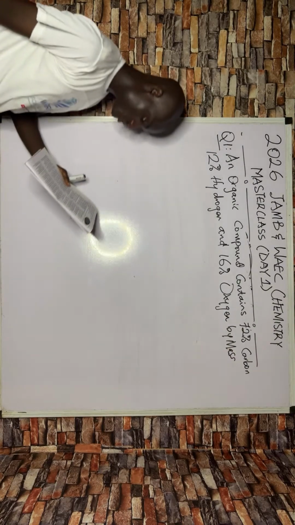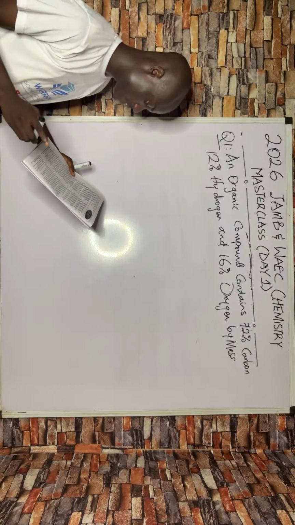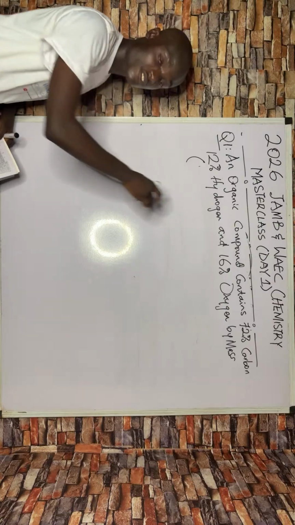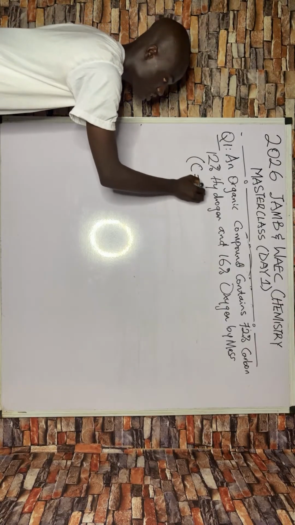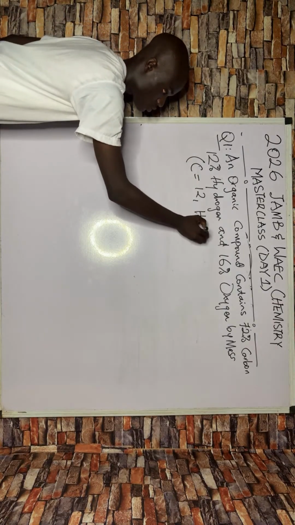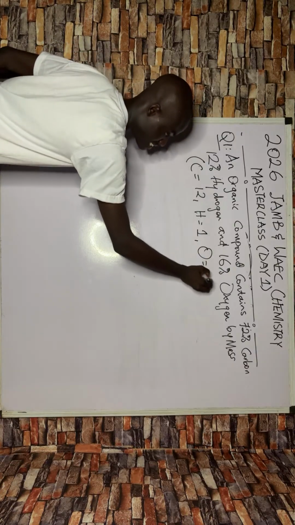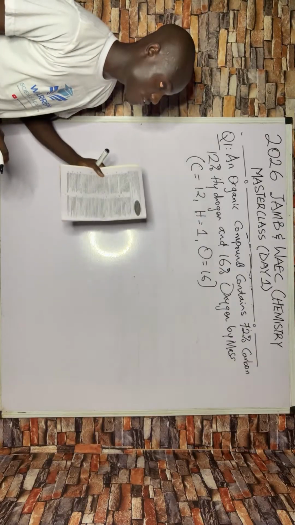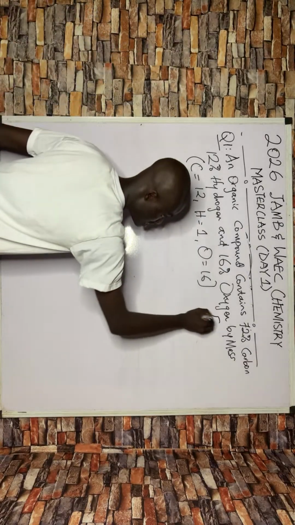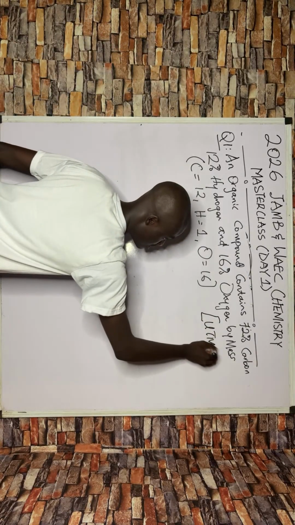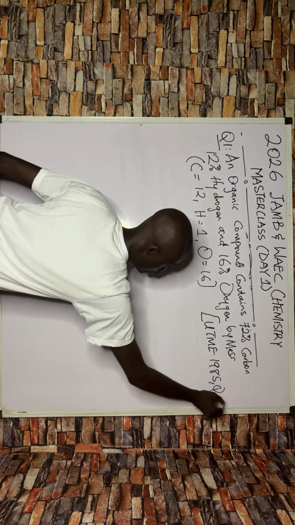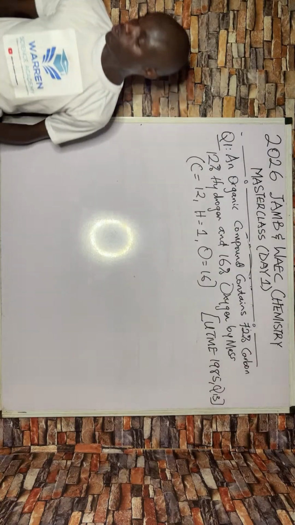Now the question tells us to calculate the empirical formula, and in your exam they'll most likely give you the relative atomic mass for the elements. So here carbon is 12, hydrogen is 1, and oxygen is 16. This is a JAMB question 1985, UTME 1985 question 13, so we are going to attempt this question right now.